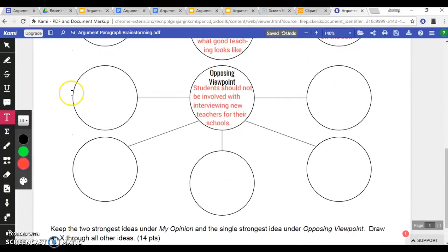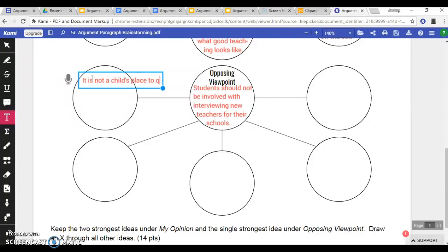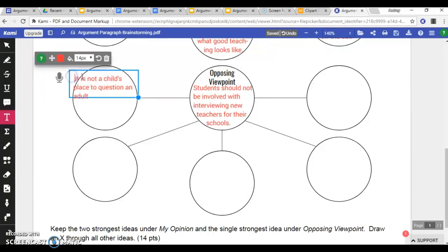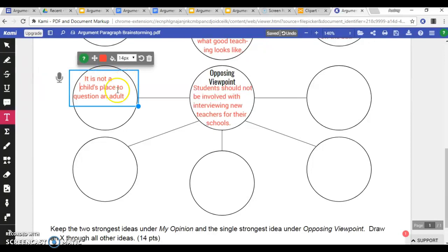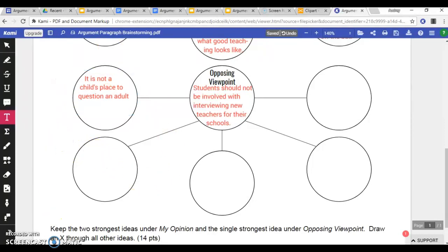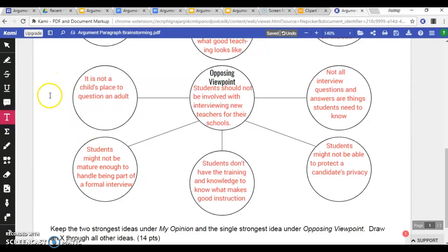Now I need to look at my opposing viewpoint, which is students should not be involved with interviewing new teachers for their schools. I need to come up with 5 reasons to support the opposite viewpoint. Some could argue that it's not a child's place to question an adult. Some could also argue that students might not be mature enough to handle being part of a formal interview. Now I have all 5 of my reasons.